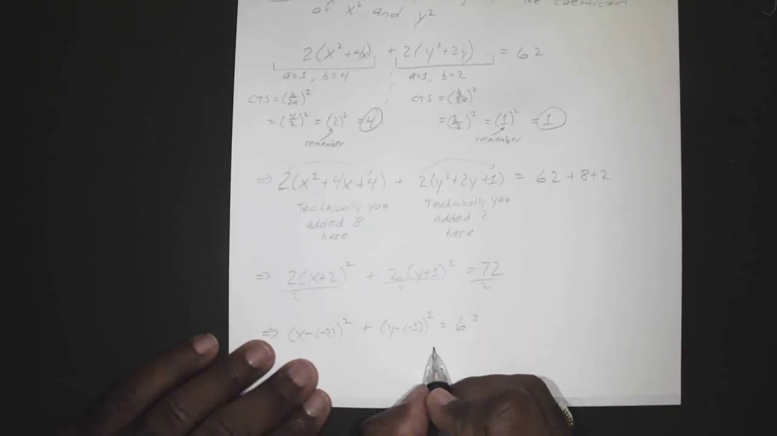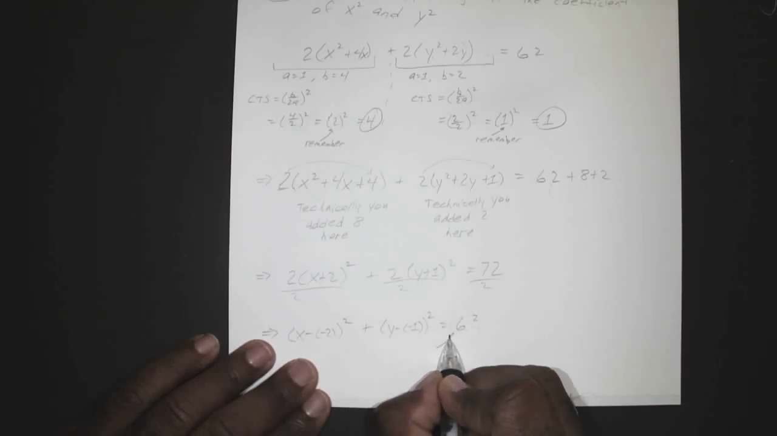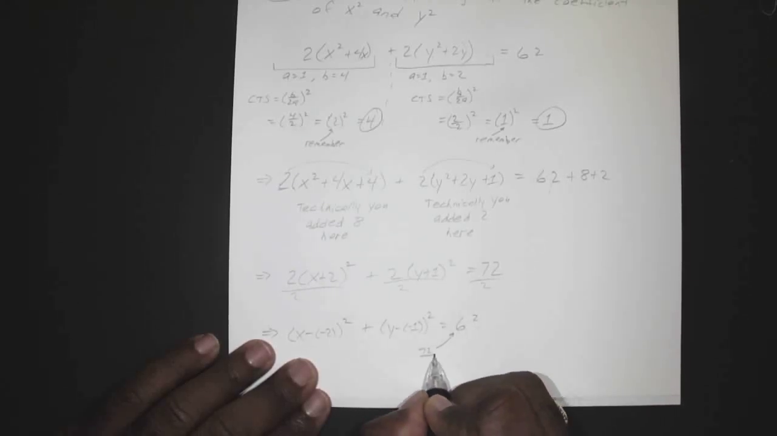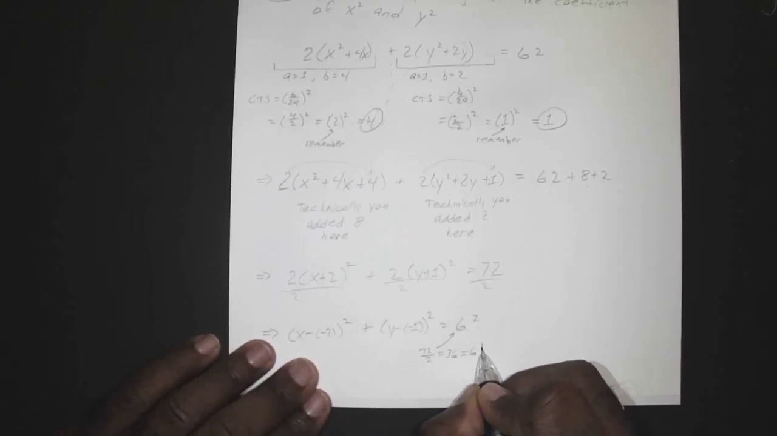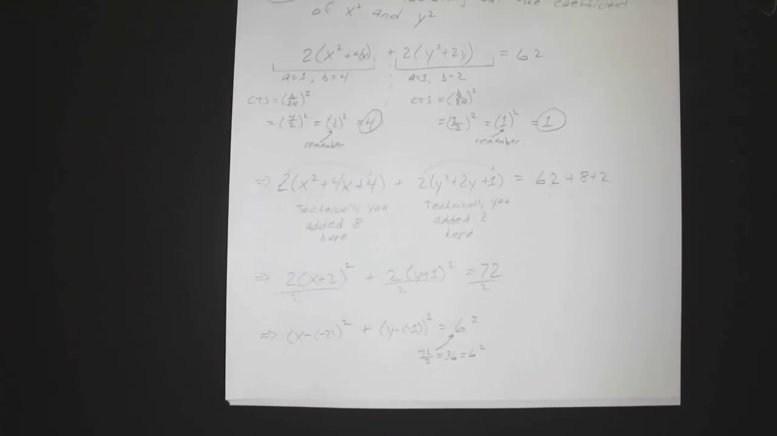Just a little quick side note. 72 divided by 2 is 36, which is just 6 squared. This way you won't go home and wonder, how did he get that? Been there, done that.